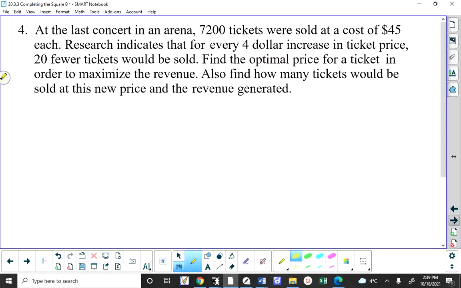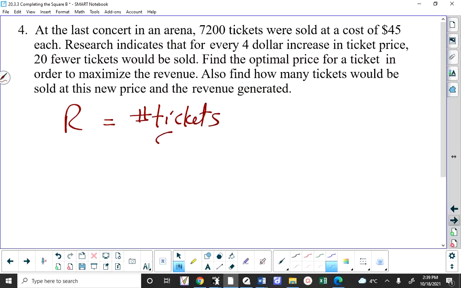And what you would be interested in is what's the optimal price for the ticket, which means what should we charge to get the most money? I don't care how many people we get. I don't care how much it is per ticket. What I want is the most revenue. So we are trying to maximize revenue, and revenue is number of tickets sold multiplied by the price per ticket.